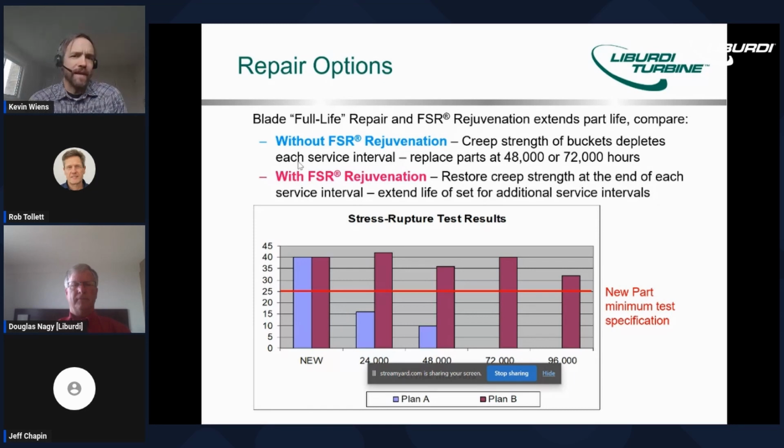Rejuvenation really doesn't have a limit to the extent to which it can be applied. Parts will eventually fall out for other reasons, like say wall thinning or other degradation modes that ultimately lead to retirement. But rejuvenation has allowed for creep at least to be eliminated as a reason for blade retirement.